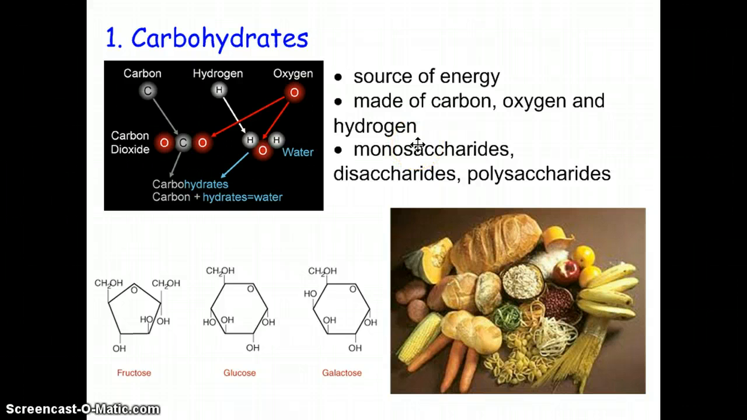And we can break all the carbohydrates down into monosaccharides, which is what our body absorbs, disaccharides, which are just monosaccharides put together, and then polysaccharides, which are just a whole bunch of disaccharides put together.